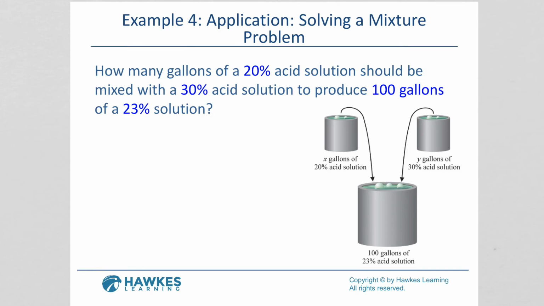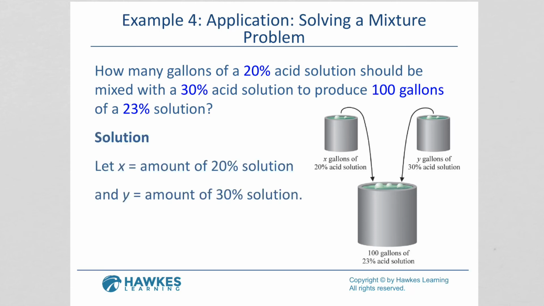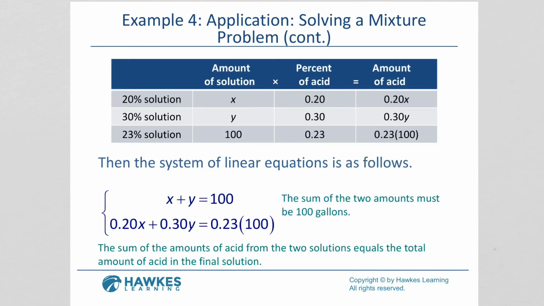Example 4. How many gallons of a 20% acid solution should be mixed with a 30% acid solution to produce 100 gallons of a 23% solution? And here you'll see a little bit of a picture where we have the tub that has a 20% acid solution, the tub that has 30%, and the two together are going to give us 100 gallons of 23% acid solution. We're going to let x equal the amount of 20% solution and y equal the amount of 30% solution.